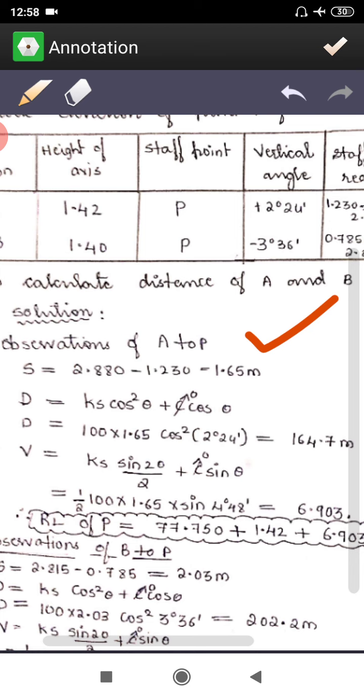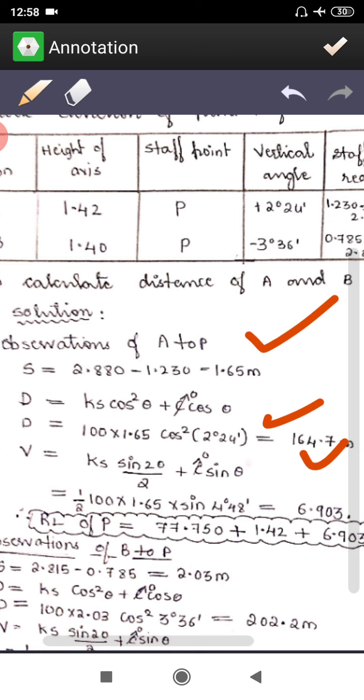So D is equal to K s cos square theta plus C cos theta, where K is 100, C is 0. So I put those values here. Theta value is given, that is 2 degree 24 minutes positive. So we're going to have D as 164.7 meters. So this is the distance between A and P.